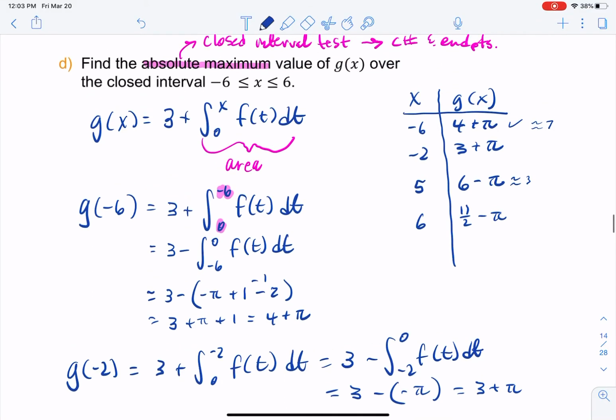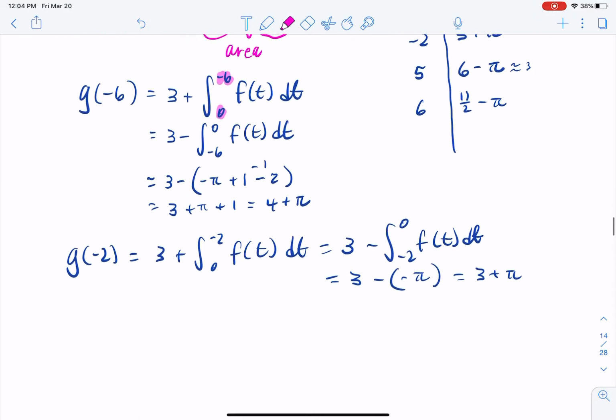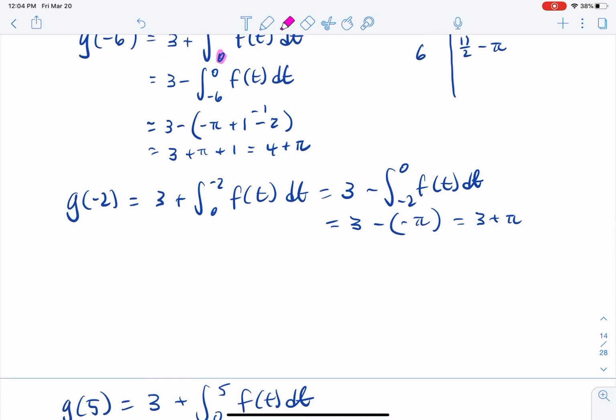All right, so we have an obvious winner. Obvious winner here is at the endpoint. The endpoint of negative 6. And the largest value, the maximum value, is 4 plus pi. So maybe I just write something up in some empty space here.